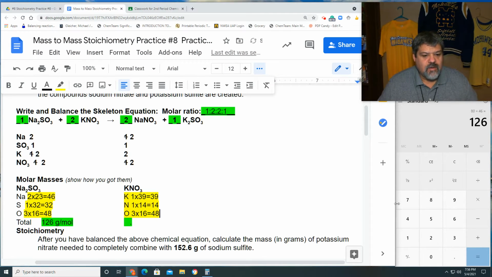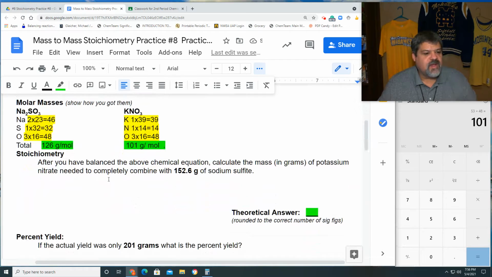So we're going to go ahead and total those up over here on the calculator. We're going to take 39 plus 14 plus 48 equals 101. So my total over here is going to be 101 grams per mole. Okay, so let's go down to the stoichiometry problem.